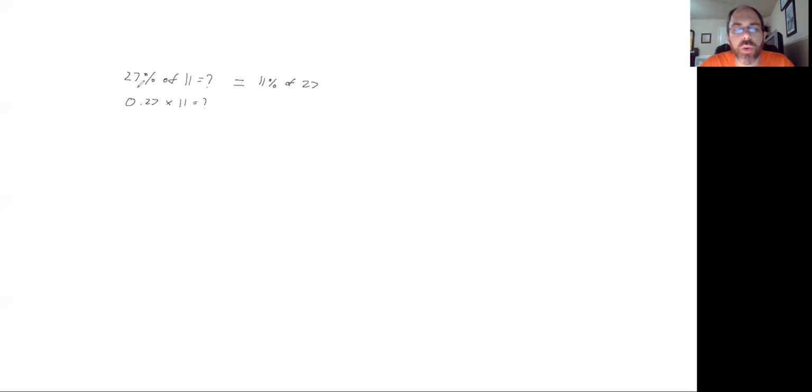So would I rather calculate 27% of 11 or 11% of 27? This one is immediately looking easier to me. Why? Because 11 is just 10 plus 1. 10% plus 1% gives me 11%, and both of those percents are very easy to calculate. How do I calculate 10% of this? Easy. I just move my decimal over and I get 2.7.